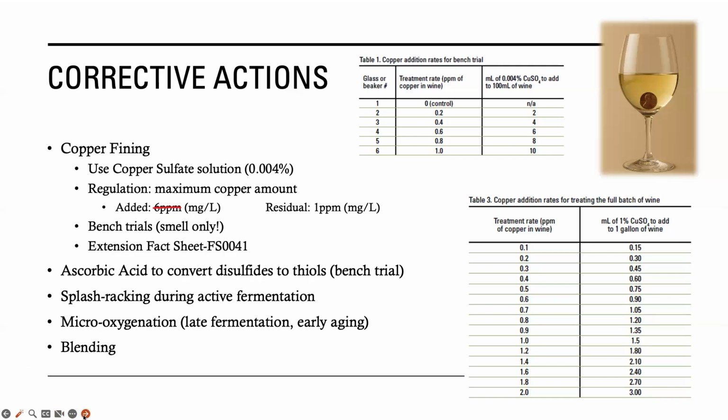So copper fining, a lot of people rely on it. Just be very careful because there are strict regulations and you really, really do need to do a bench trial. The nice thing is, though, you're just adding in a small amount of copper sulfate and you're waiting 5 to 10 minutes to see how it smells. You're not having to do what you do with bentonite bench trials, heating it and having to let it cool and then evaluating. This is relatively quick.